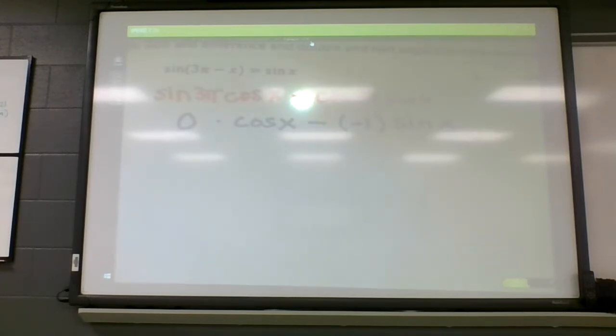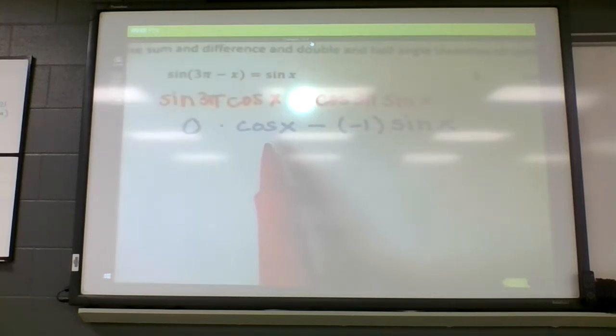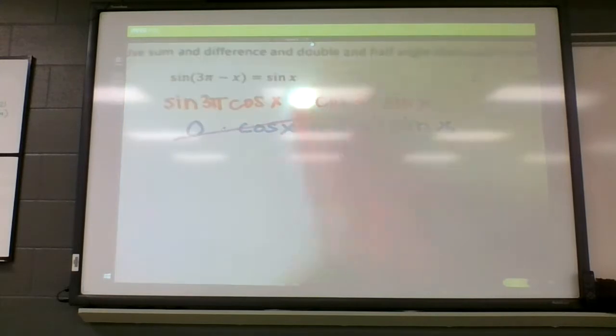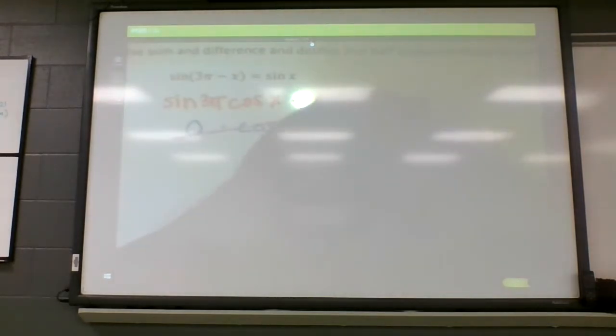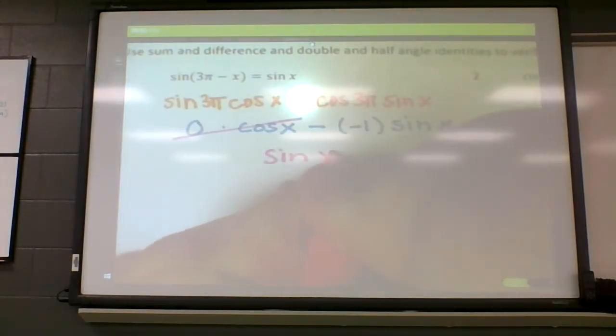All right, and what happens here? What's 0 times cosine of x? Well, 0 times anything is just 0. Yeah, that's 0. So that whole thing goes away right there in the front, right? Negative times -1. Well, that'll be positive. Positive, and 1 times the sine of x is just the sine of x. So after the evaluation there of the sine of 3 pi and the cosine of 3 pi, you get sine of x.